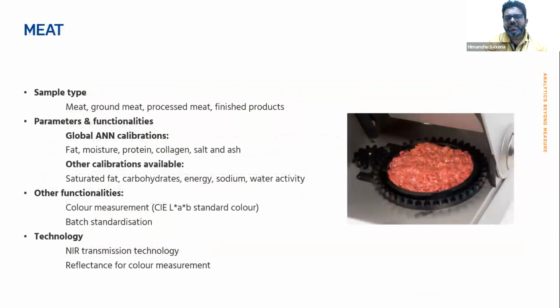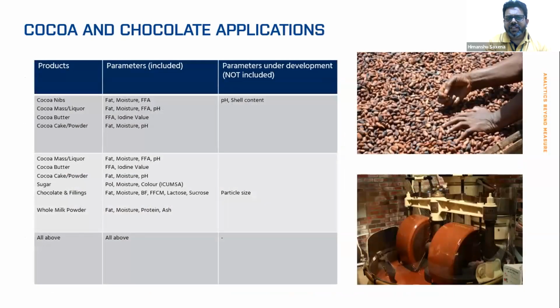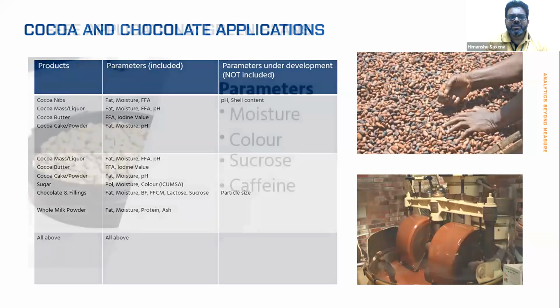Then meat is another industry where parameters like saturated fat, energy, water activity, carbohydrate, collagen can be done with the NIR. Then cocoa chocolate is one example wherein we have done some work, and we have ready-to-offer applications. So companies like Mondelez, Nestle, Mars are using NIRs for chocolate applications.